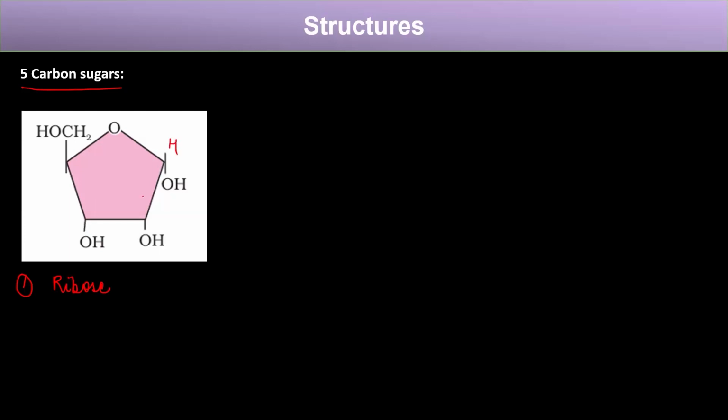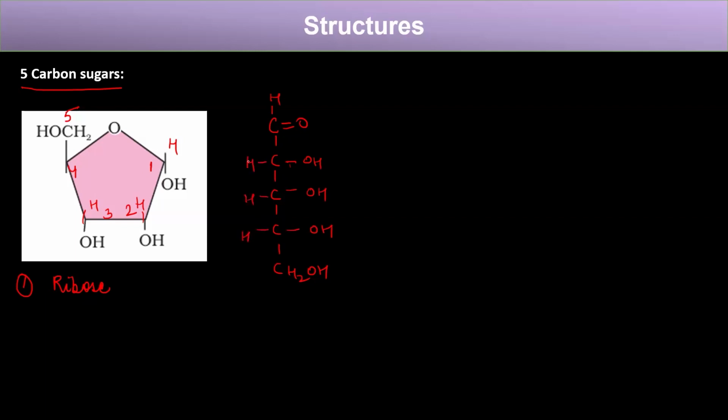Okay, so this will be your H, this will be your H, this will be your H. And if you start numbering, 1, 2, 3, 4, and this is the 5th carbon. So, it is a 5-carbon sugar. And if you look at the linear structure, how will it be? The linear structure will be like this: 1, 2, 3, 4, 5, CH2OH, right? So this is the linear structure of ribose.